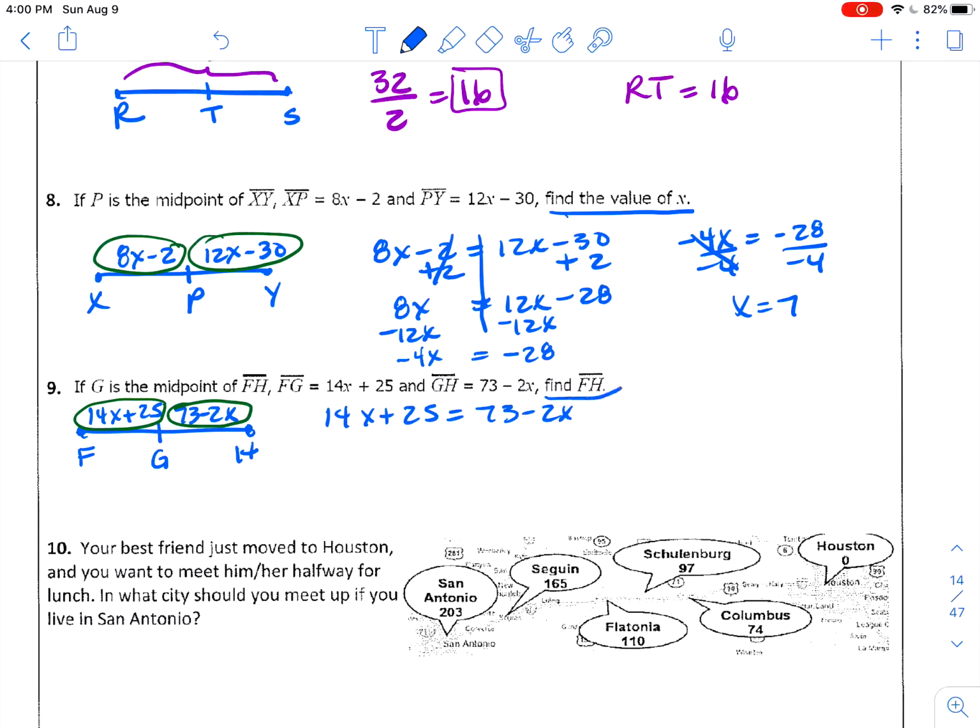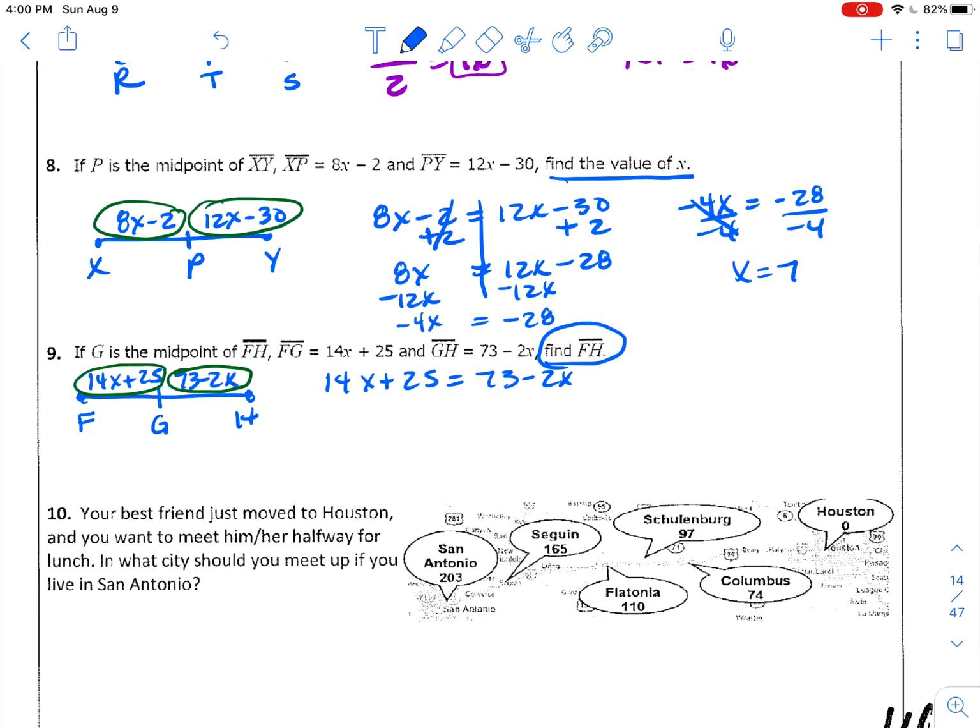This time though, we're not just finding x, we're finding the length of FH. So once we find what x is, then we'll need to plug it back in. So I'm going to solve this one very similarly. Let's move our numbers to the right and our x terms to the left. And this time I'm going to go ahead and do both steps in one. All right, so that gives me 16x is equal to 73 minus 25.